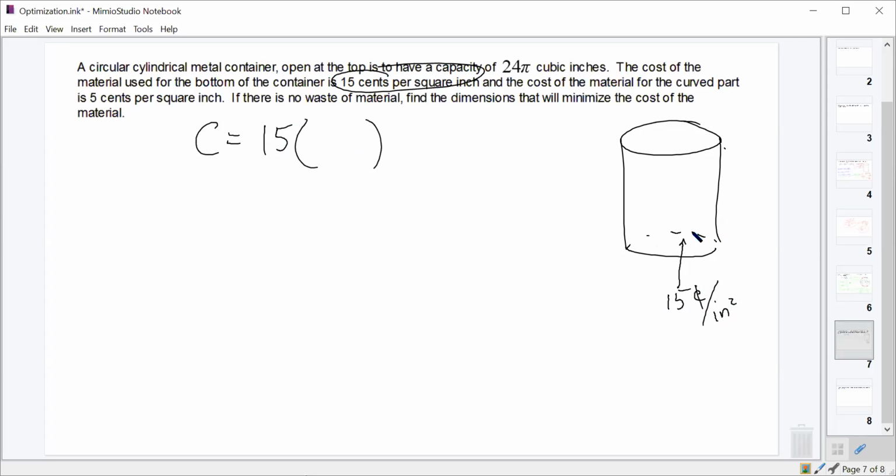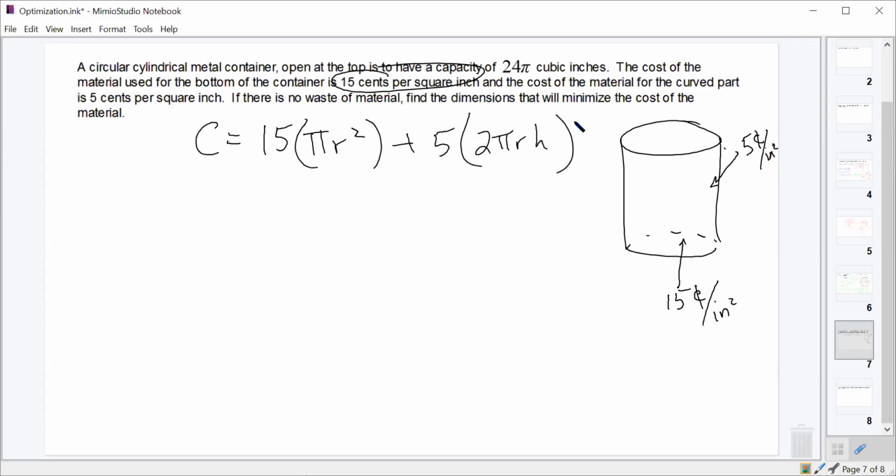Square inches is an area unit, right? So what's the area of the base? The base is a circle. All right, pi r squared. Great. And then what about the lateral surface area, which is 5 cents per square inch? $0.05 times the lateral surface area. So what's the surface area of the sides? That should be 2 pi r h.